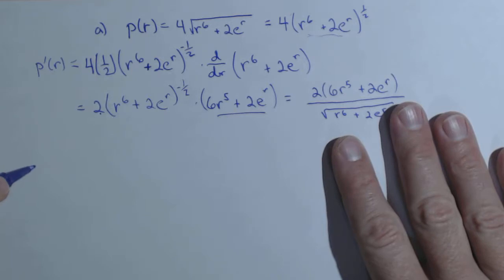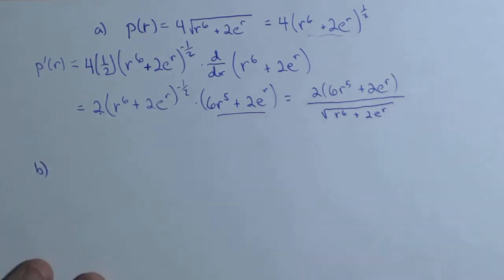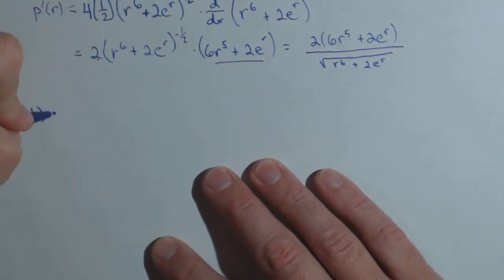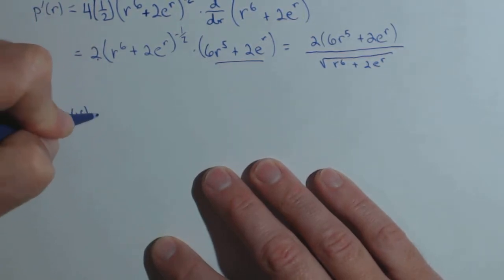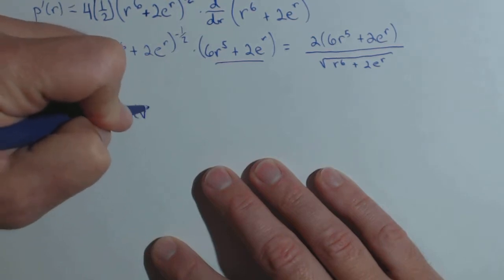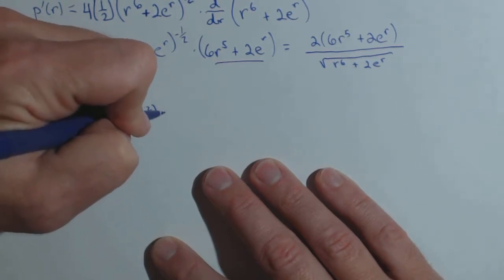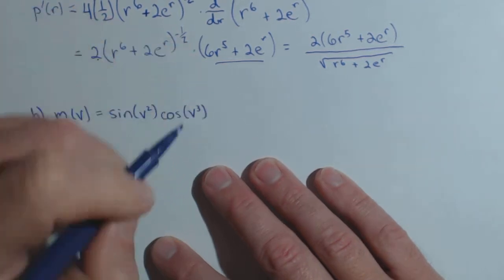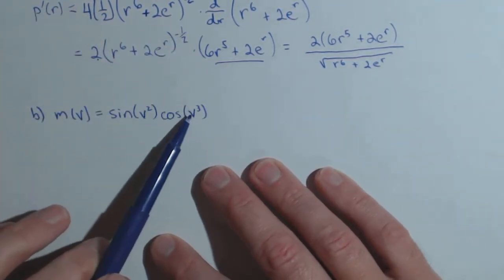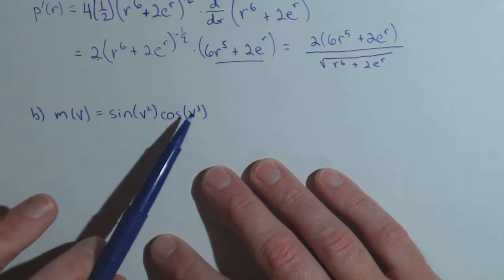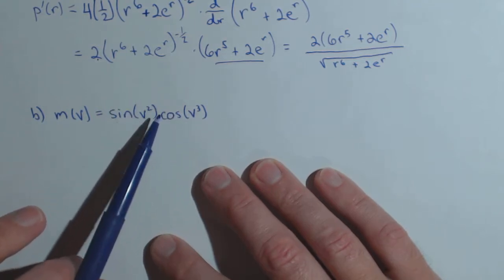Let's go ahead and try one more in this video. So let's say we have the function m of v equals sine of v squared, cosine of v cubed. So you're probably identifying the compositions. There's a composition here and a composition here. But the overall structure is a product.